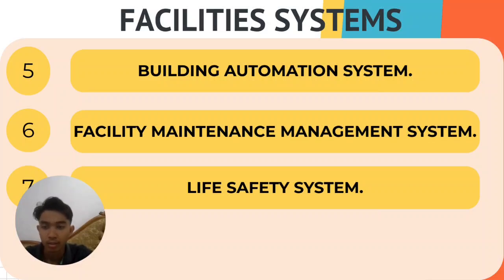Life safety system ensures that people inside a building can stay safe or evacuate quickly during an emergency. In our garment factory, it includes fire detection and alarm system, fire suppression system, emergency lighting and exit signs, emergency communication, smoke control and ventilation, and finally backup power system. That's it for facility system.